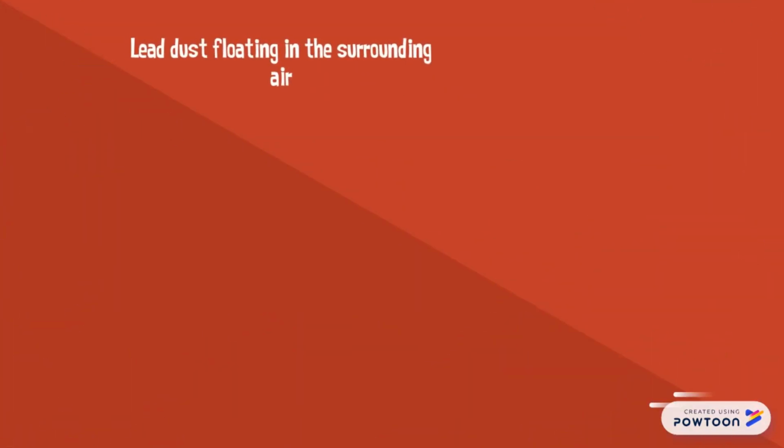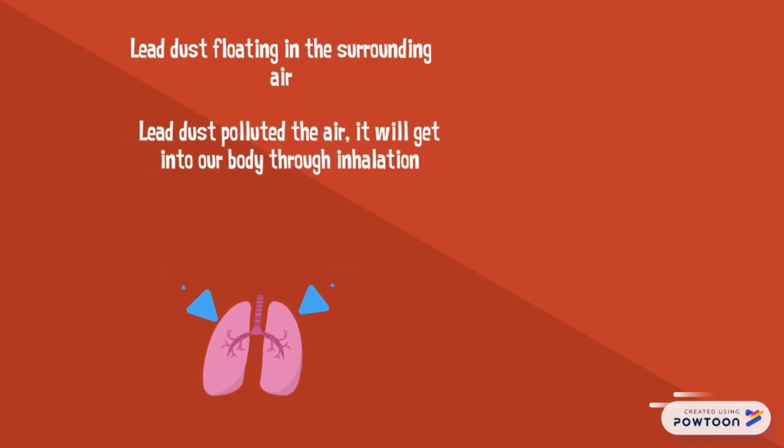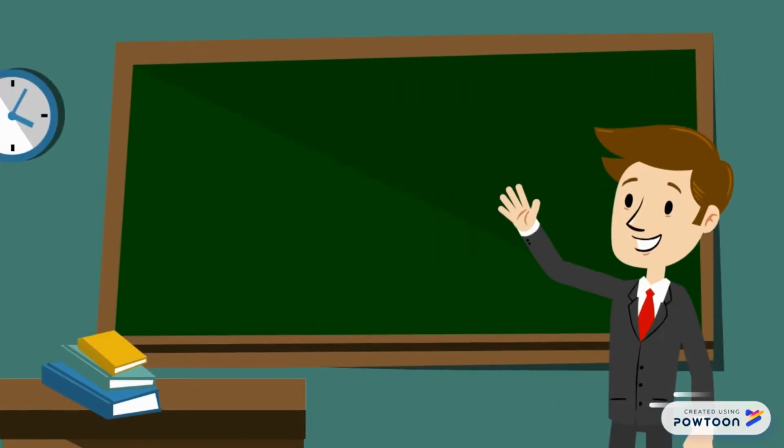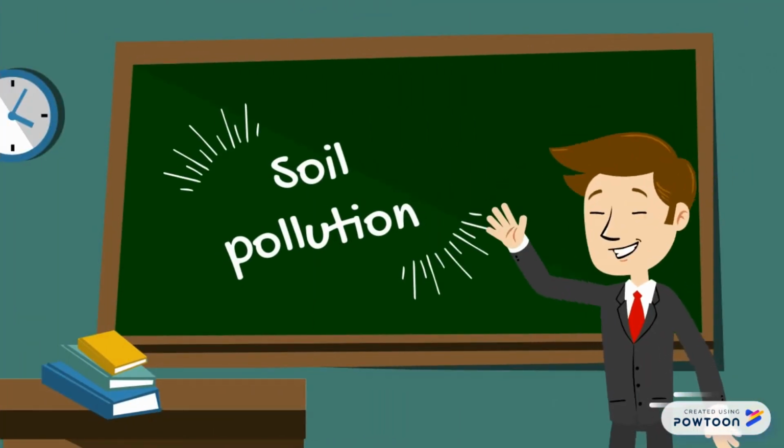The lead dust can flow through the air, polluting the air, and get into our body through inhalation and could do harm to our body. So basically, that is how lead can also cause air pollution. And for the last one, it is soil pollution.